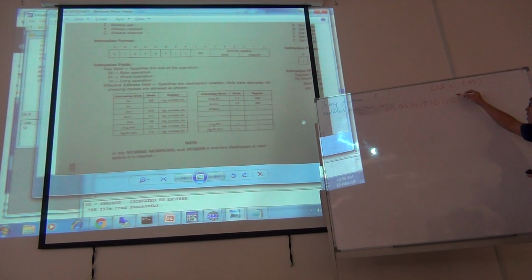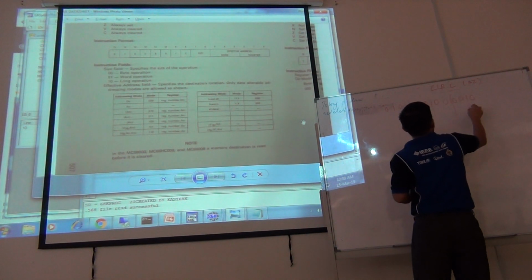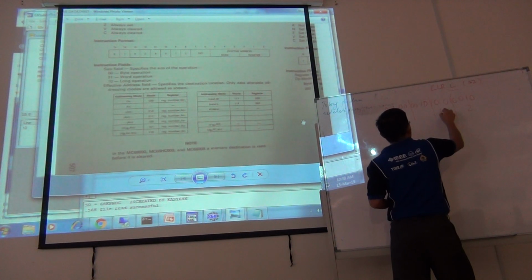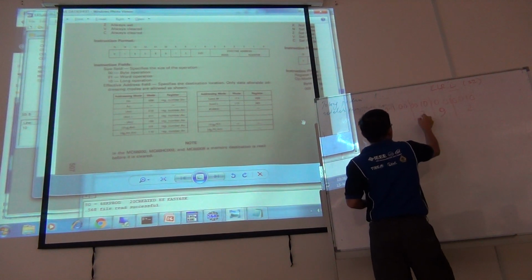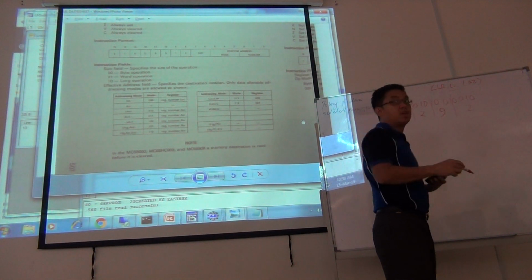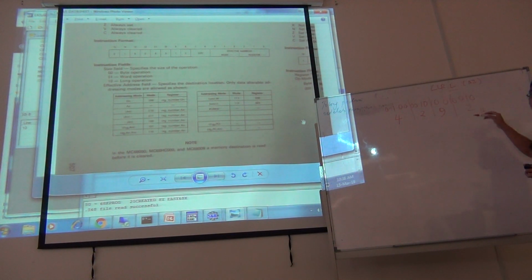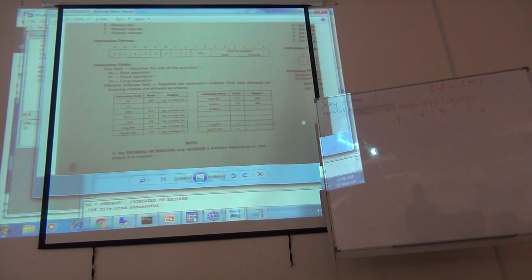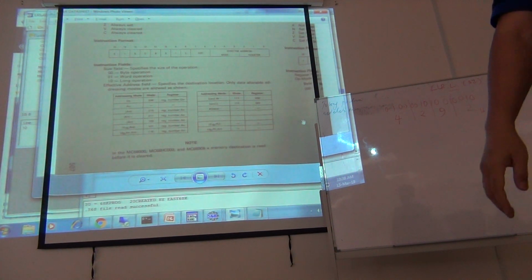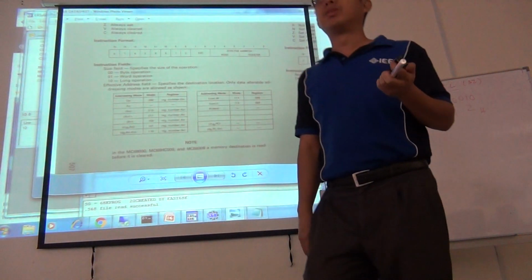So divide by 4 sections again. So the answer will be 9, 2, 4. Is it the same? So the machine code is 4294 hex. Same? Any objection? I compile it for you. Okay, next one.